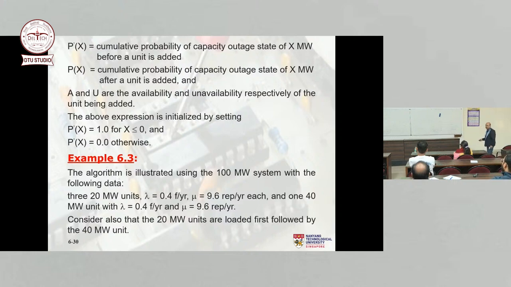Okay. So let's look at the example. Please feel free to interject, or if you don't understand, I'm happy to repeat. But this is one of the very interesting and key algorithms for generation model building. So we use it on a 100 megawatt system with the following data. 320 megawatt units, lambda is given, mu is given, and 140 megawatt unit, lambda and mu happen to be the same. So makes it a little bit easier, I guess. Consider also that the 20 megawatt units are loaded first, followed by the 40 megawatt unit. Obviously, you got to decide the loading sequence. Which generator are you going to load first, then second, then third, and so on.